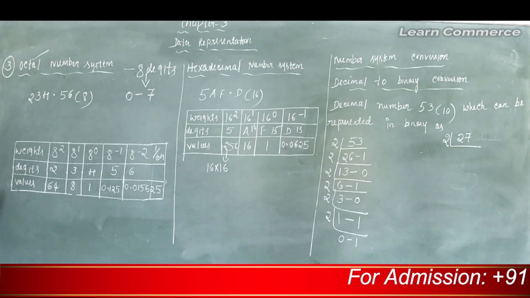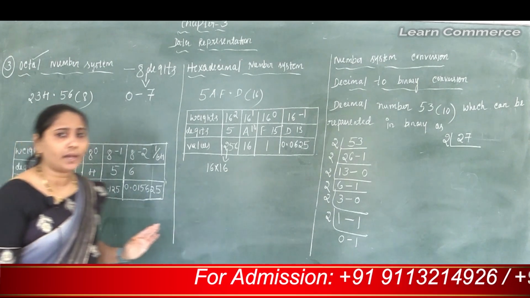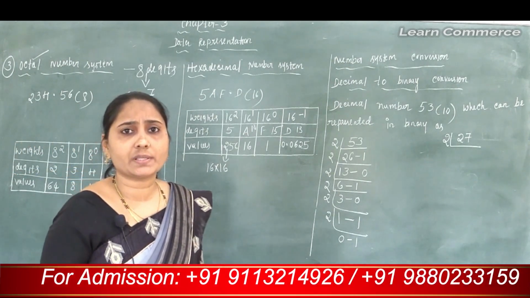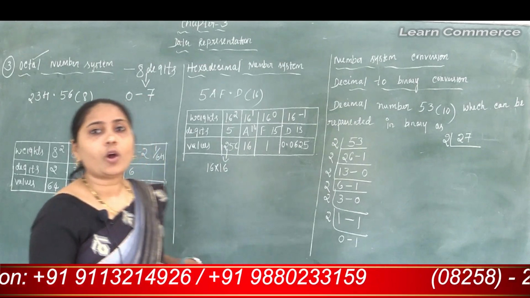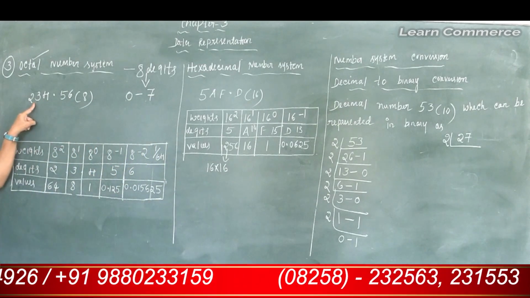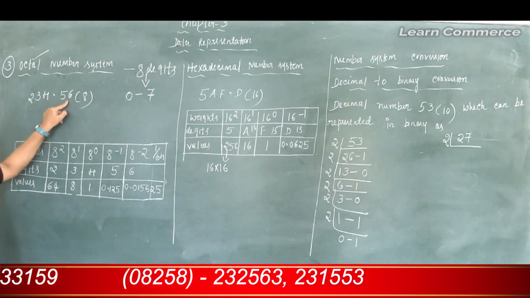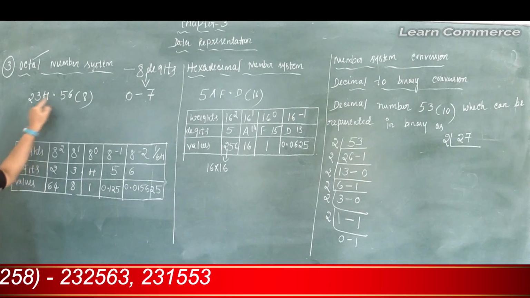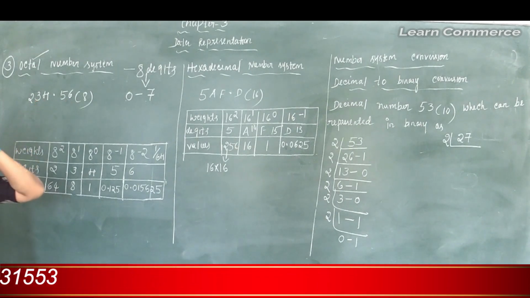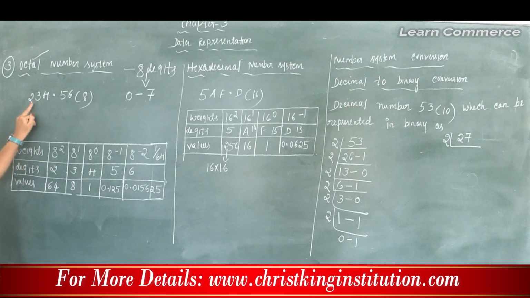So now here also I want to use one example for the octal number system. So consider an octal number. The number is 234.56 base of 8. Okay. So this is the number I want to use in our octal number system. The number is 234.56 base of 8 here.